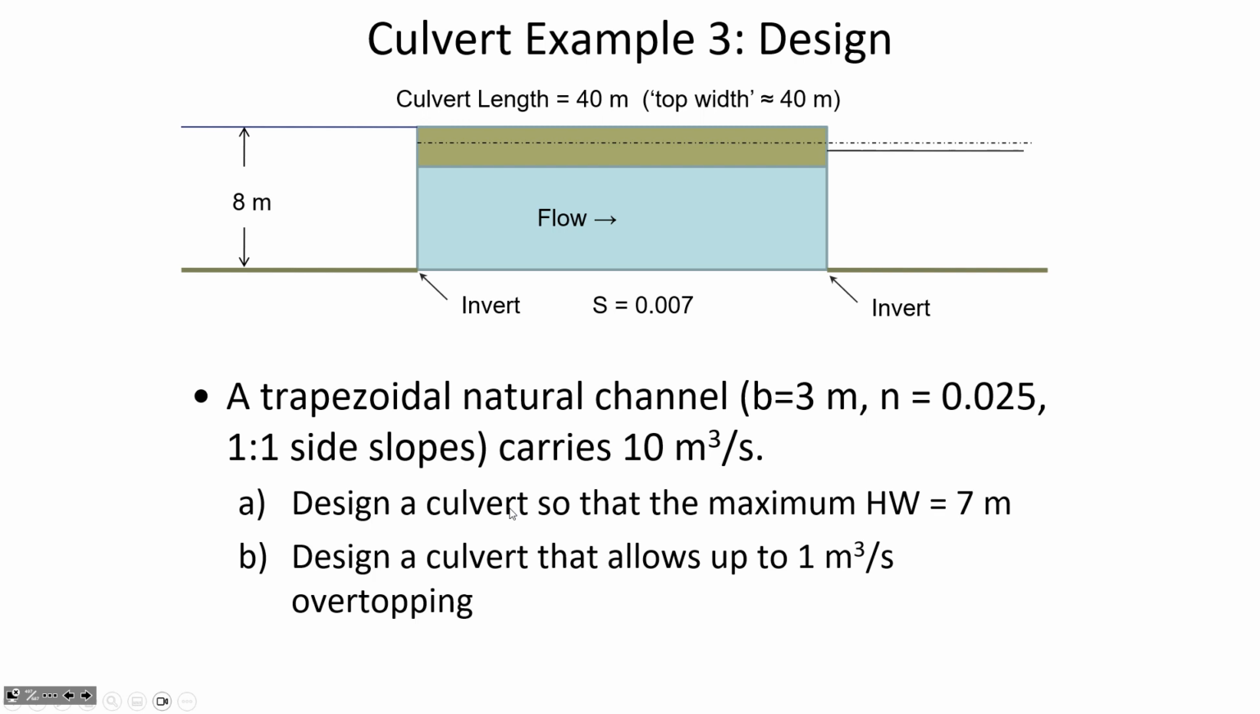Design a culvert. So I haven't told you if it needs to be a concrete box, a concrete circular pipe. It could be galvanized steel. Just pick something so that the maximum headwater is 7 meters for the 10 cubic meters per second. And then for part B, make the culvert a little bit smaller than it was, because in part B, when you make it a little bit smaller, what we're going to have is 1 cubic meter per second of the 10 is allowed to overtop. And so how small should the culvert be to allow 1 cubic meter per second of overtopping and 9 cubic meters per second going through the culvert?